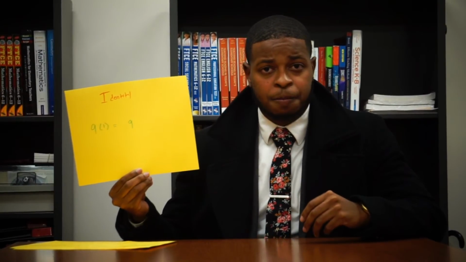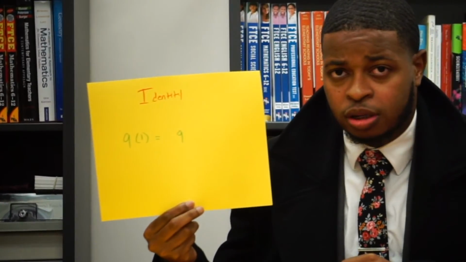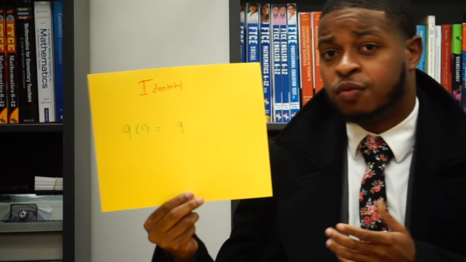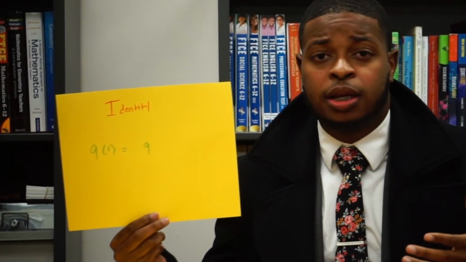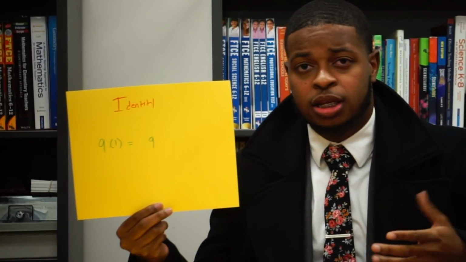Alright, moving along to our last property, which is identity. Now identity is fairly easy. Identity is any number multiplied by 1 will give the number itself. So 9 times 1 equals 9. Now if we were to use a different number, for instance 10 times 1, that will give us 10.